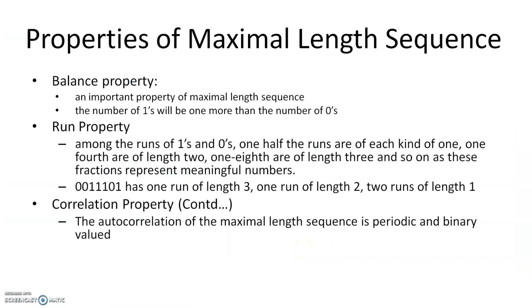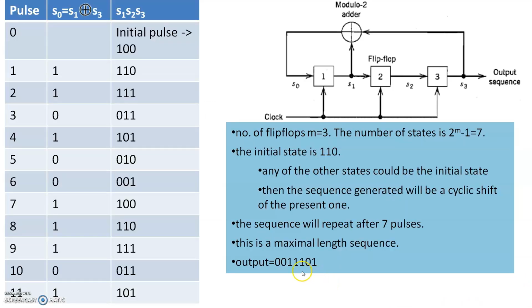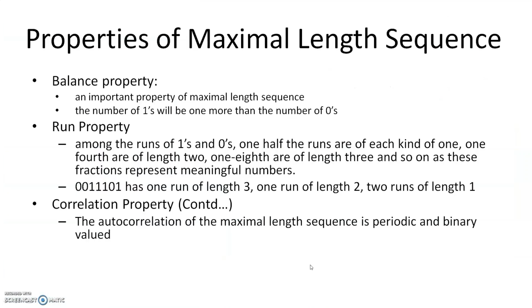Now, what are the properties of this maximum length sequence? Every sequence will not be maximum length. Maximum length means the length is 2 raised to m minus 1, where m is the number of flip-flops. One property is called the balance property. It says that the number of 1s will be more than the number of zeros. In the previous case, 0, 0, 1, 1, 1, 0, 1, the number of zeros is 3 and the number of 1s is 4. So the number of 1s will always be 1 more than the number of zeros. That is the balance property.